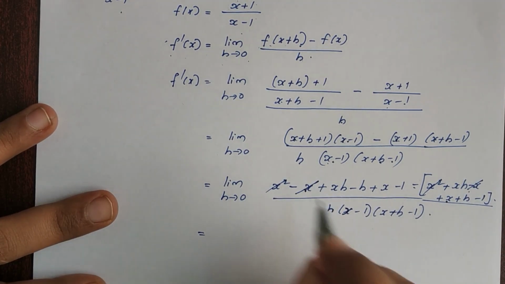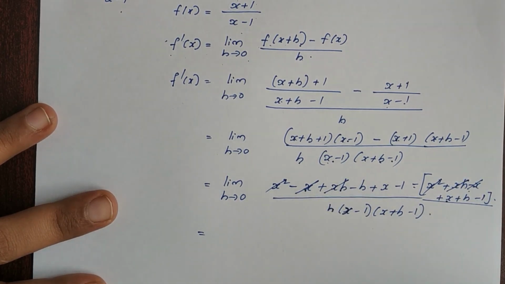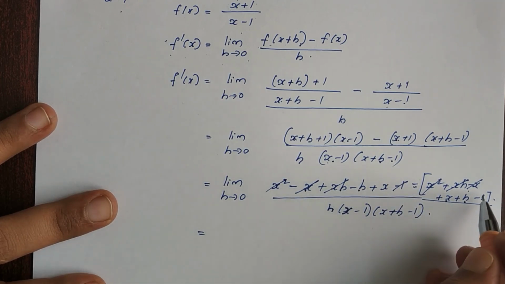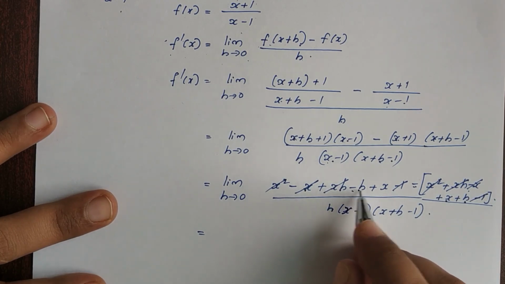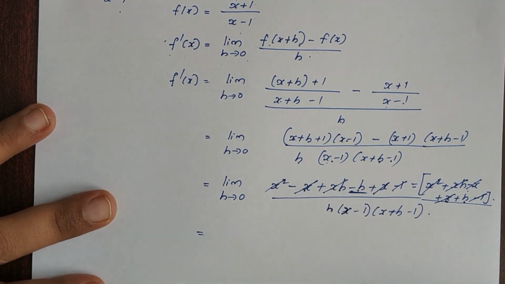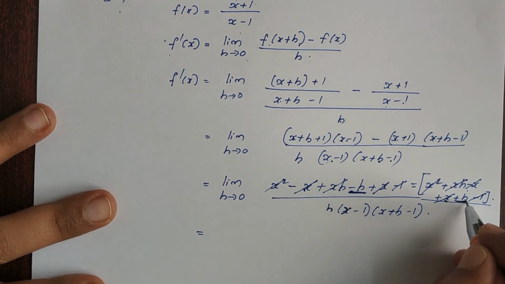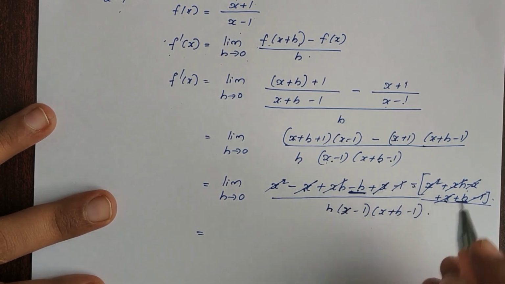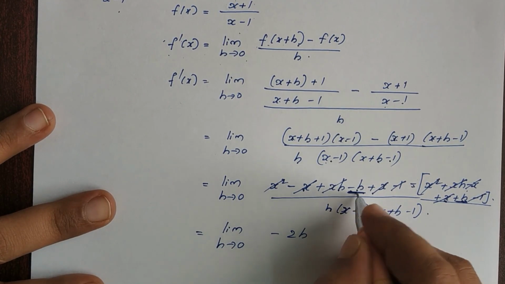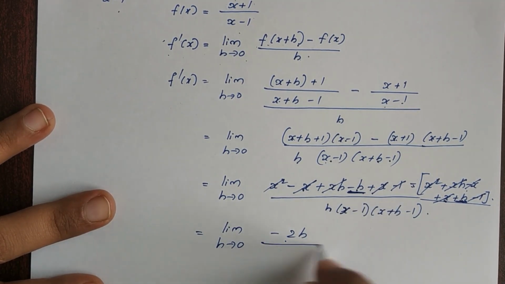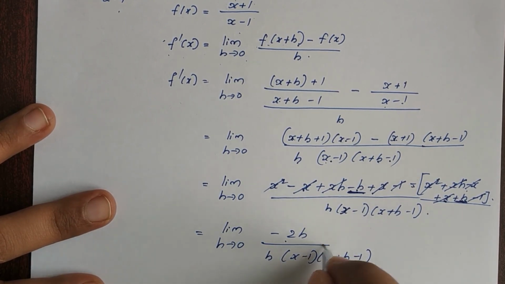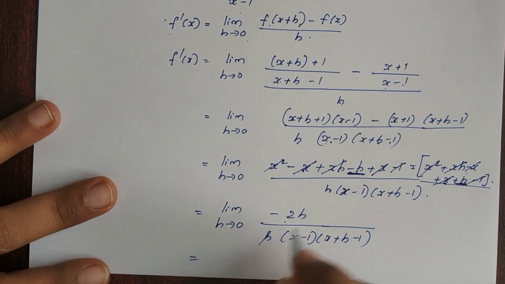Now we cancel. Then plus xh is there, and here the minus xh, so they cancel. Then one minus h is there, and here a plus h. Then minus 1 is there here, and that also goes. Then the next terms: here a minus h, here a plus x, which cancel. Then here a minus h, and here a plus h. Now minus of minus becomes plus. So that is limit h tends to 0 of minus 2h, here is minus h, here is minus h, so minus 2h divided by h into x minus 1 into x plus h minus 1. So h and h cancel.